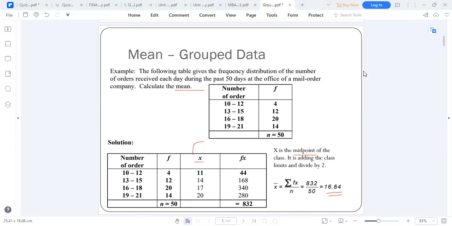Anyone behind so far? How did you find the midpoint again? We add the lower bound plus the upper bound, divided by 2. That's how we found the midpoint. Then we multiply the frequency times the x, and we get fx. So the total of fx divided by the total of the frequency, which is n, gives us our mean, which is 16.64.